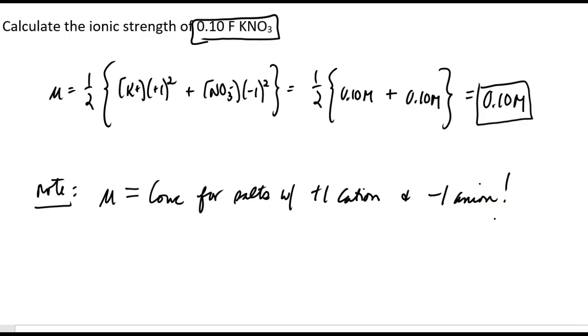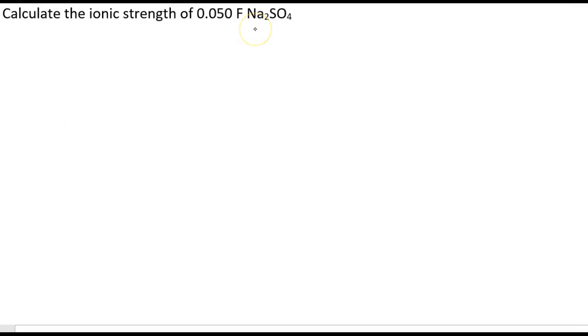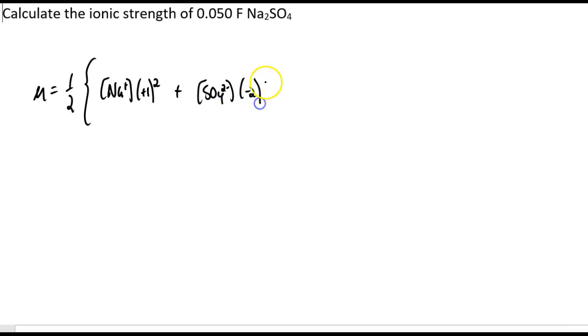But let's do another example that's a little bit more interesting, where the ionic strength doesn't equal the concentration. Let's consider this salt, sodium sulfate. We have a +1 cation, but a -2 anion. So mu is going to be 1/2, and it'll be the concentration of sodium times its charge squared, which is +1, plus the concentration of sulfate times its charge squared, which is -2.